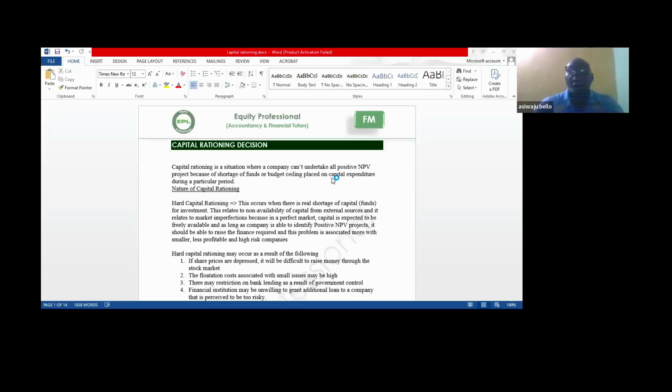Nature of capital rationing. There are two types of capital rationing.